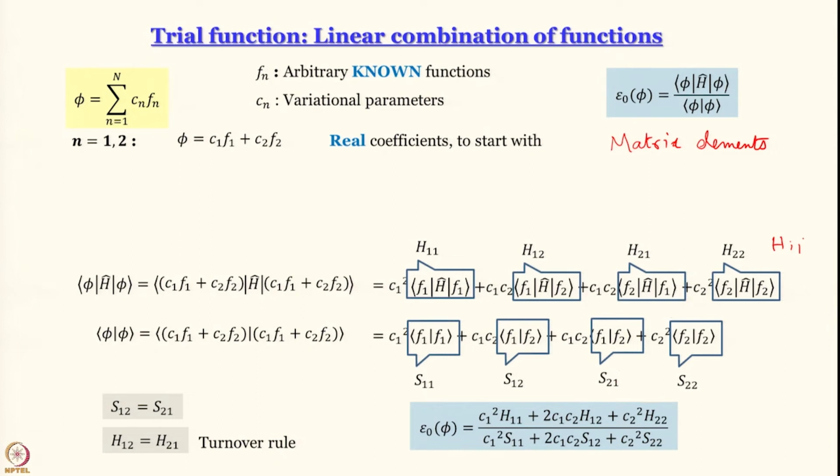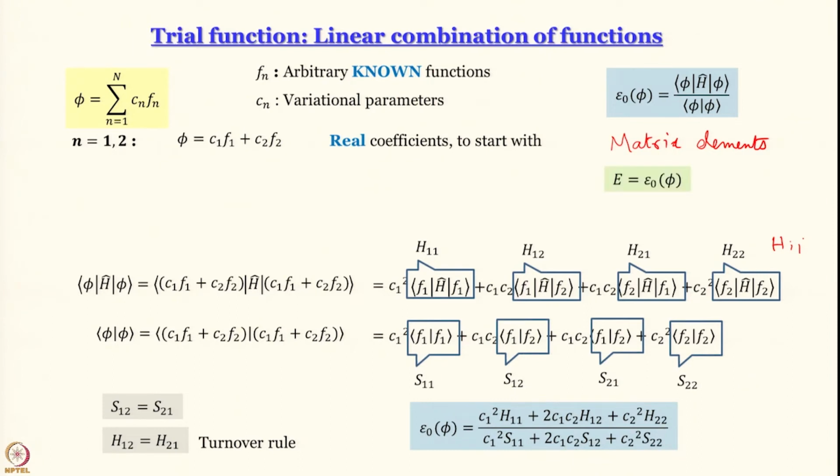One thing I want to remind you is that these are numbers, are they not? These are integrals and they are integrals that we should be able to evaluate. We are going to choose the functions that way. So, these are all numbers. The coefficients are actually the parameters here. Similarly, in the denominator I get C1 square S11 plus 2 C1 C2 S12 plus C2 square S22.